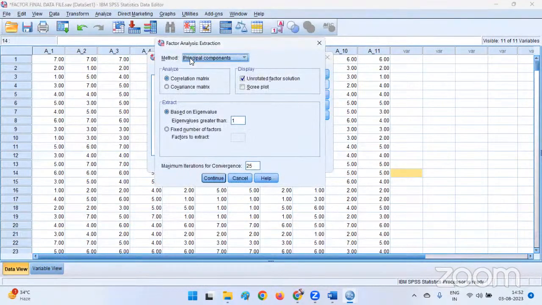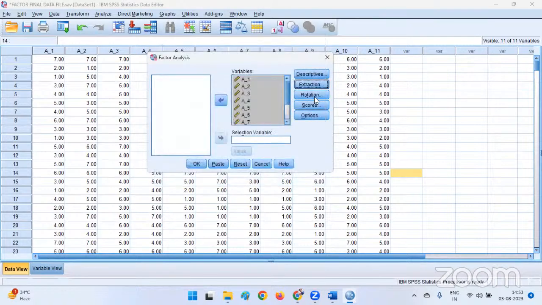Then we click on extraction. By default, extraction is principal component. There are many other options, but principal component is the most popular. We have extraction based on eigenvalues. I will do all the calculations for you today so that exploratory factor analysis is absolutely clear. I will tell you how we calculate eigenvalues. Eigenvalue 1 is the default, and iterations 25 by default. You can take a scree plot, a graphical presentation of eigenvalues, and continue.